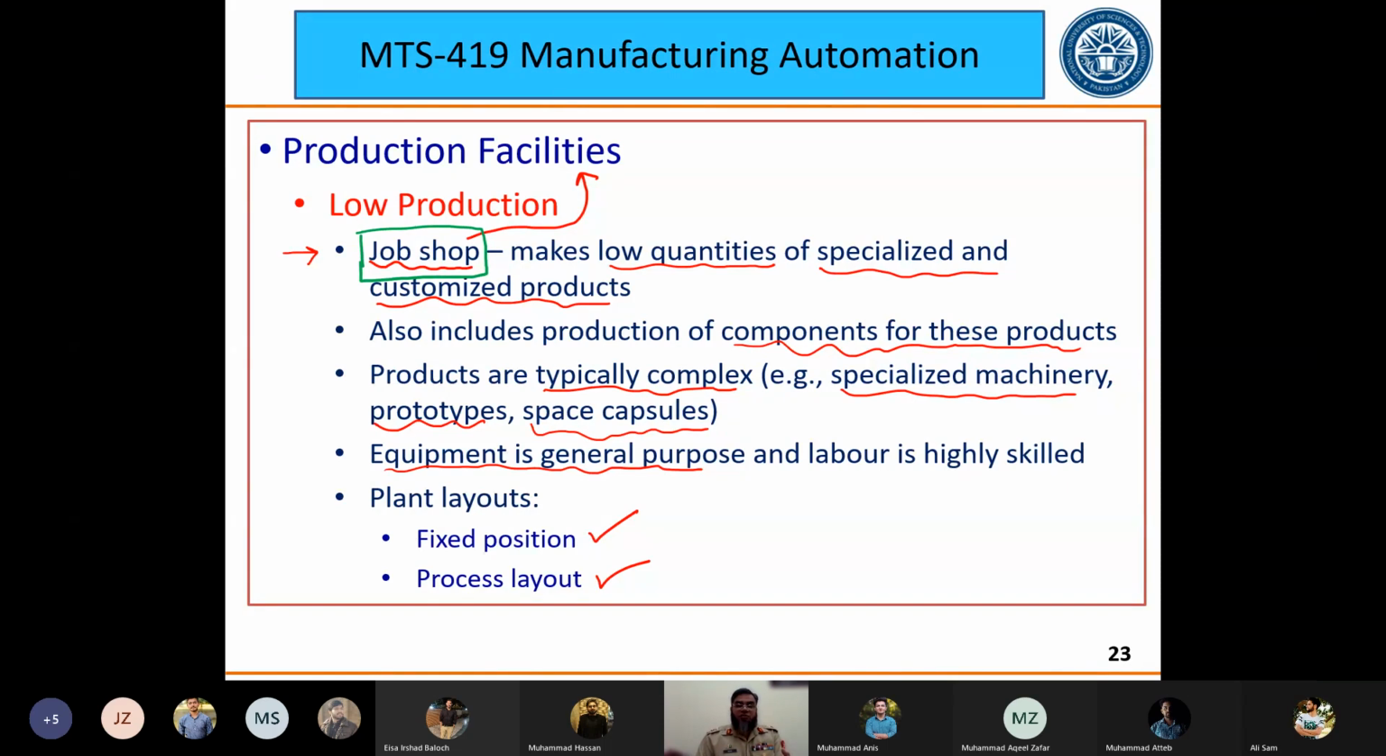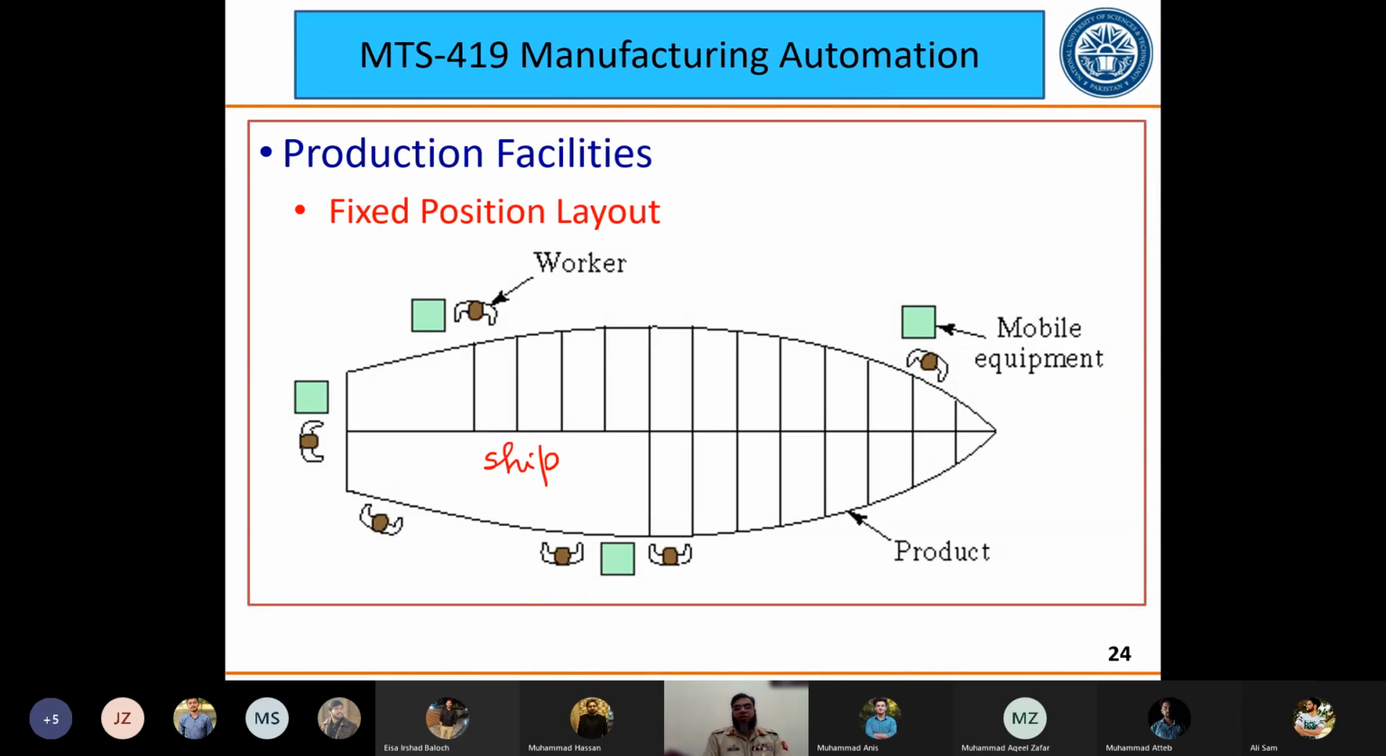Then there are two types of layouts. One is called the fixed position layout and the other is called the process layout. So what is the fixed position layout? Fixed position layout is where you have a thing to be made which is very, very large, something like a ship. See, I showed you here that we are making a ship. So it's a very, very large product.